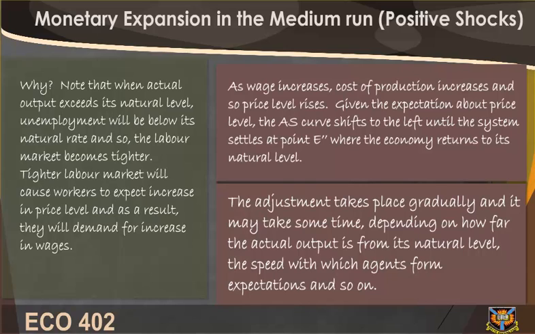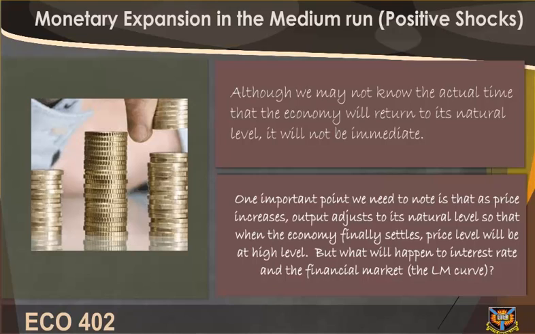Given the expectation about price level, the AS curve shifts to the left until the system settles at point E prime prime, where the economy returns to its natural level. The adjustment takes place gradually, and it may take some time, depending on how far the actual output is from its natural level, the speed with which agents form expectations, and so on. Although we may not know the actual time that the economy will return to its natural level, it will not be immediate. One important point we need to note is that as price increases, output adjusts to its natural level so that when the economy finally settles, the price level will be at a high level.